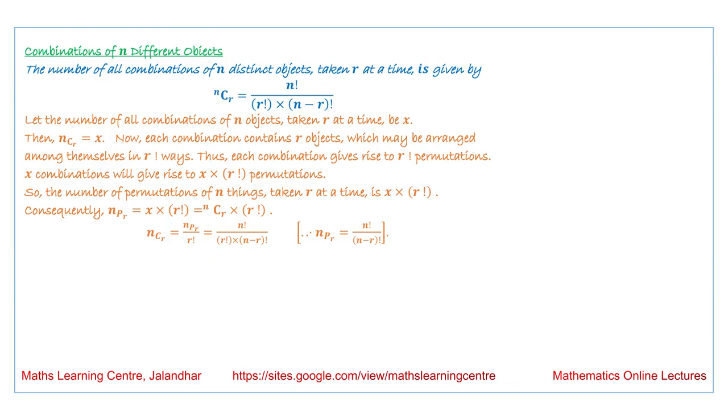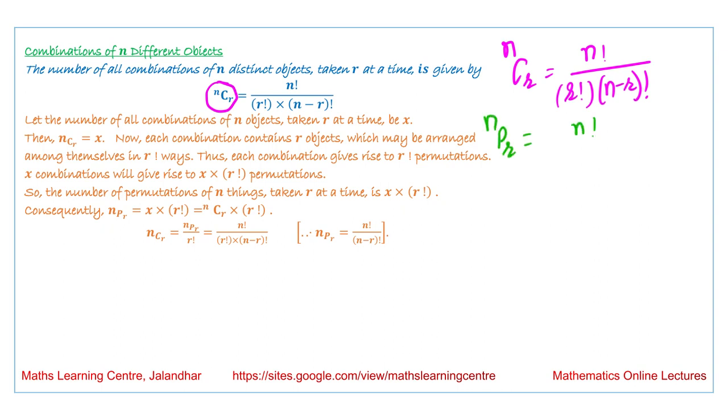Next is combination of N different objects. We are talking about the formula that we have over here. The formula for NCR is N factorial over R factorial into N minus R factorial. When we are talking about NPR, the formula is N factorial over N minus R factorial. So if we calculate the relation between NPR and NCR, we can see that NPR is equal to NCR into R factorial.